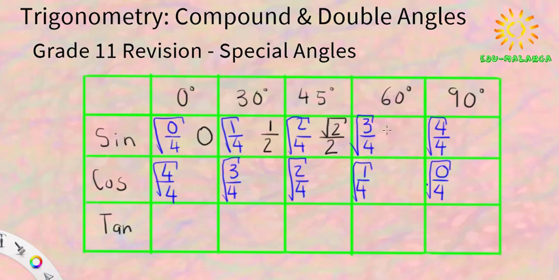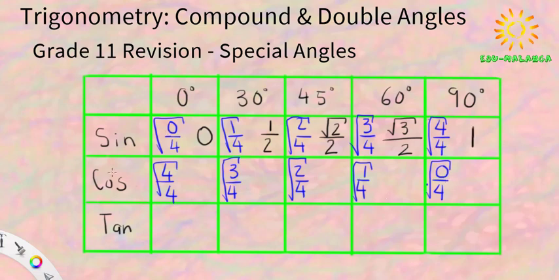The square root of 3 is simply also going to be root 3, and the square root of 4 is going to be 2. And the last sine special angle is square root of 4 over 4. That's square root of 1, and that's simply equal to 1.